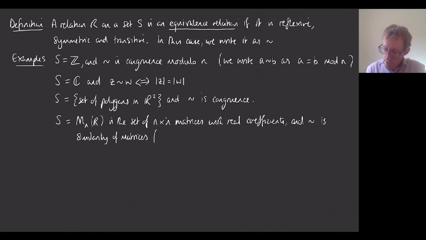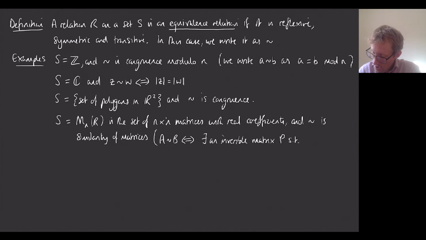And so let me just explain what that means. I would say that two matrices A and B are equivalent if and only if there exists an invertible matrix P such that A is equal to P inverse times B times P. That's the definition of A and B being similar matrices.